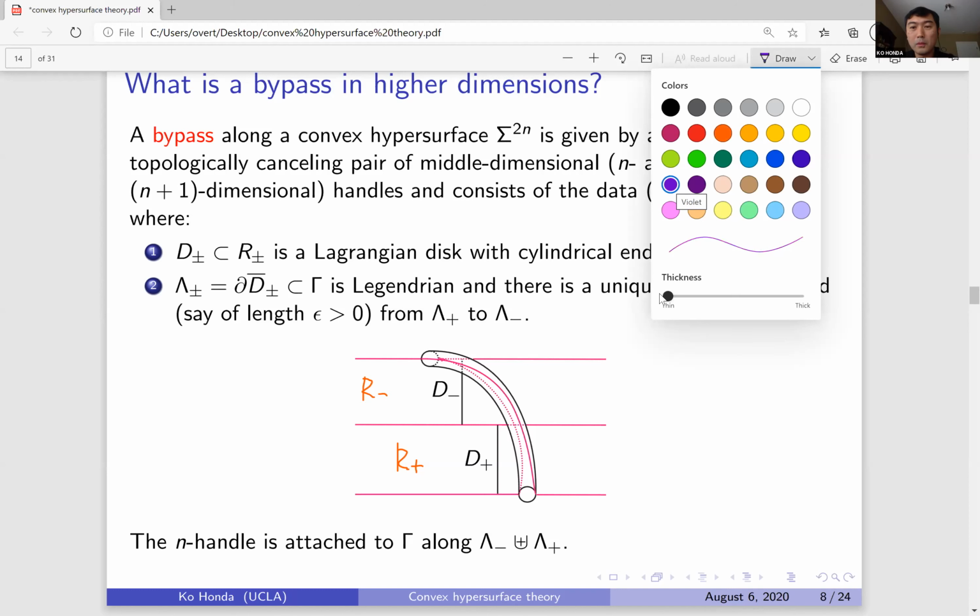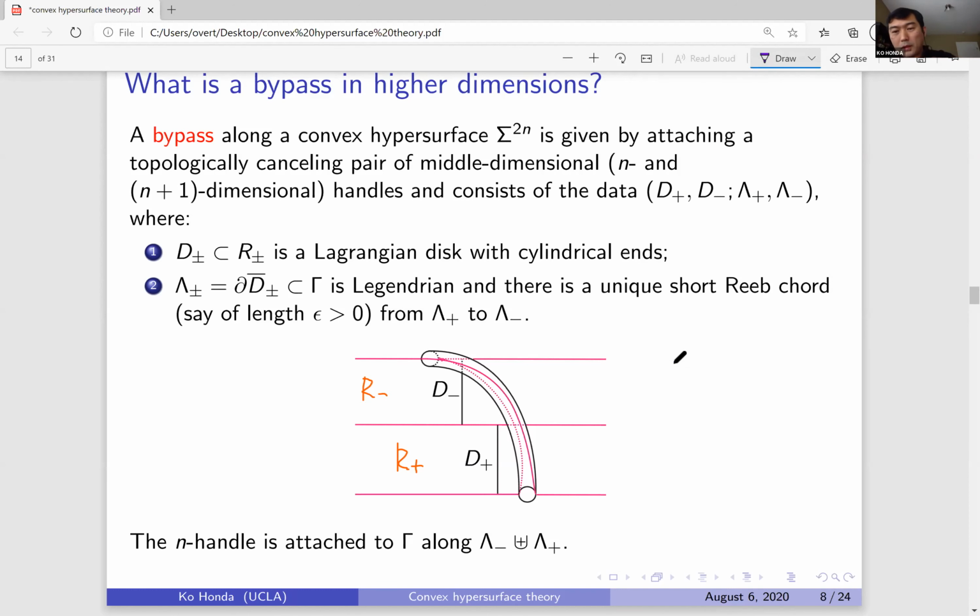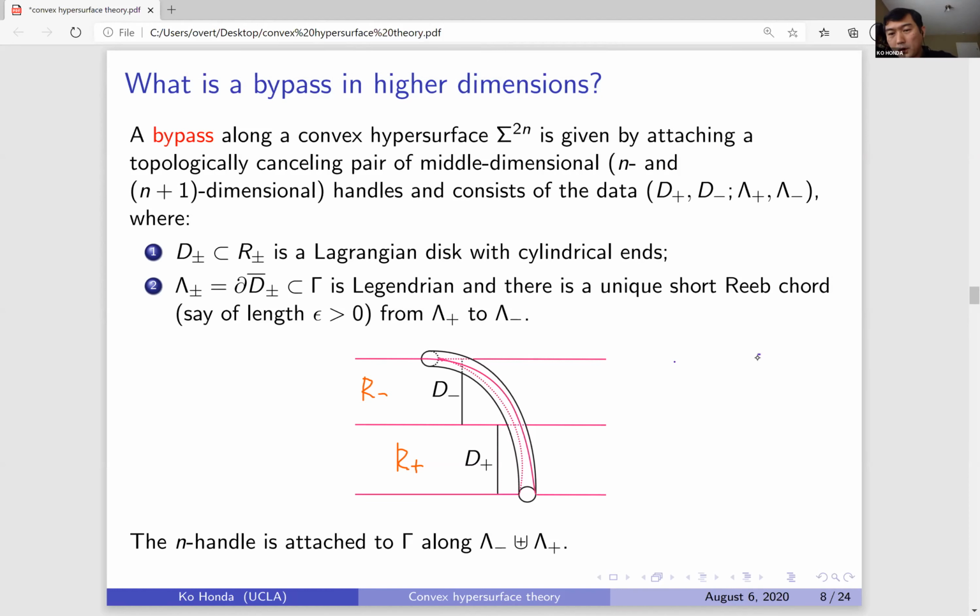Let's use purple. Okay, so the setup is such that inside the dividing set, the boundary of R plus, R minus is lambda minus, and the boundary of D minus is lambda plus, and then the boundary of D plus is lambda plus, and then you have a short braid chord from lambda plus to lambda minus. So that's the situation.